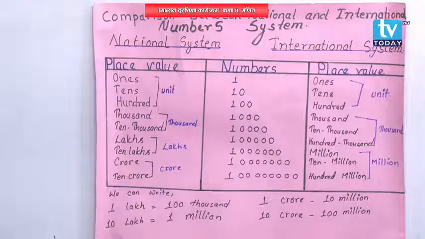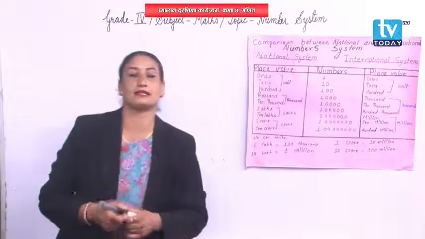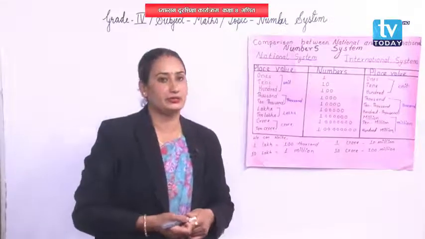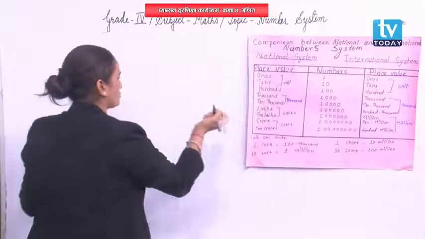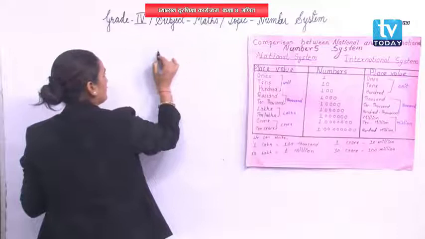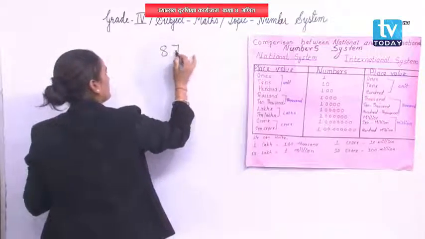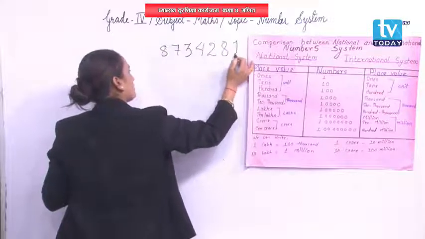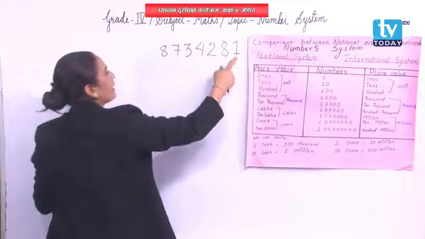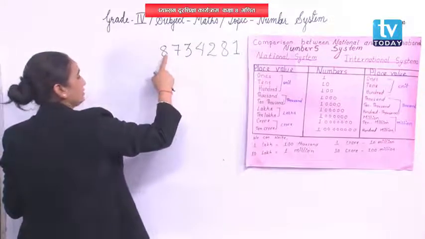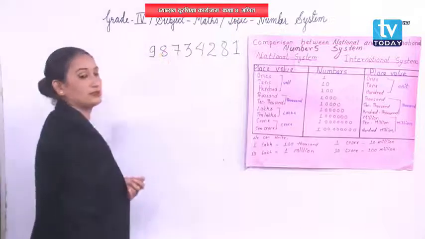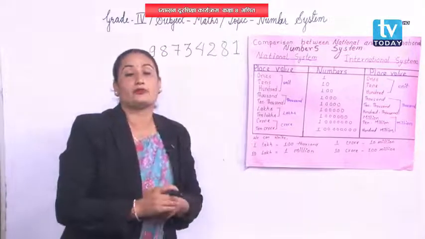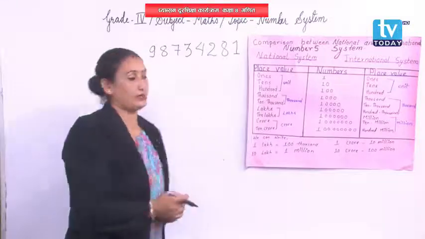So students, how to write numbers in words? I am just going to show you how to write this number in words in national and international system. Be ready with your notebooks. Okay, see the question over here. 9, 8, 7, 3, 4, 2, 8, 1. Let's count the digits. How many digits are here? 1, 2, 3, 4, 5, 6, 7, 8. Now if we are going to write in national system, then how to write?